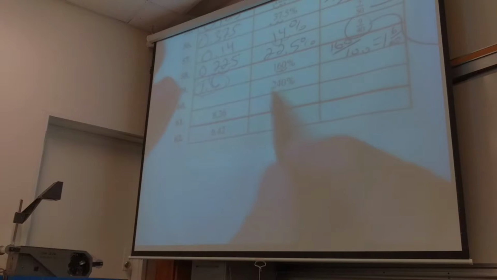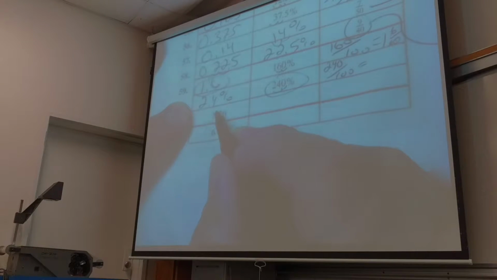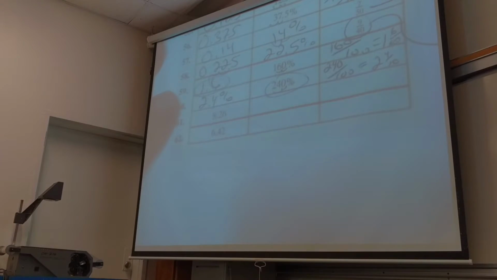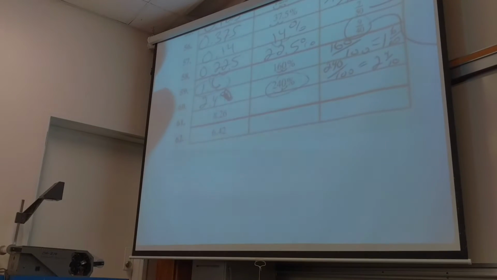Yes, I love this. It's the same problem, just making sure you got the point in the last one. I love it. So this one, bam, bam, 2.4%. So then it's going to be either 240 over 100 or 2 and 4 tenths. Get out of there, percentage.